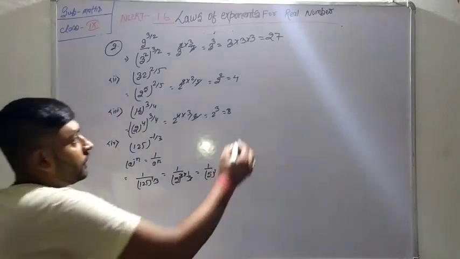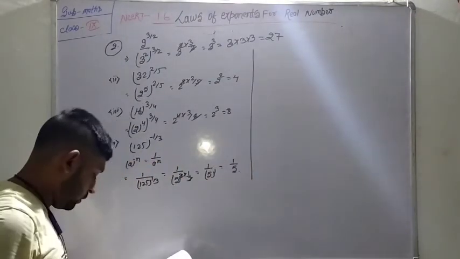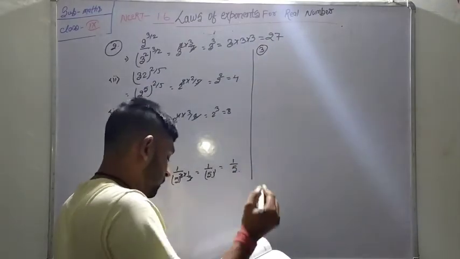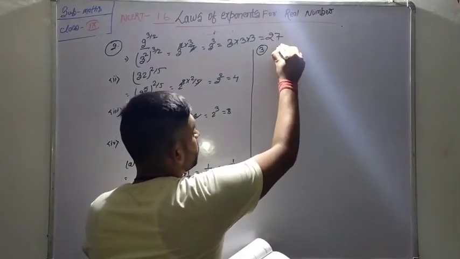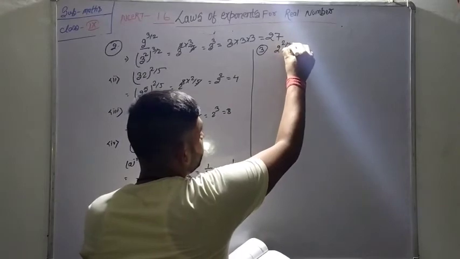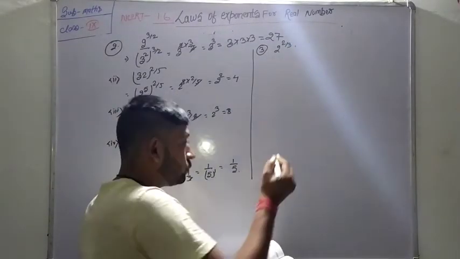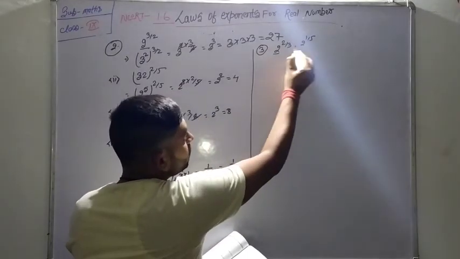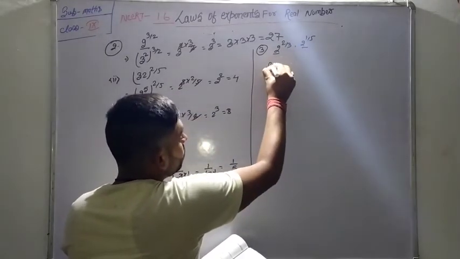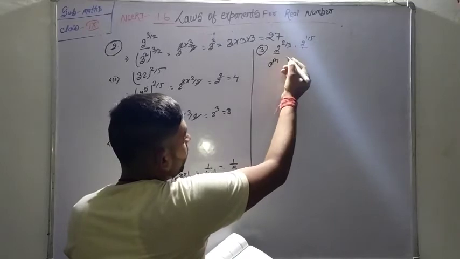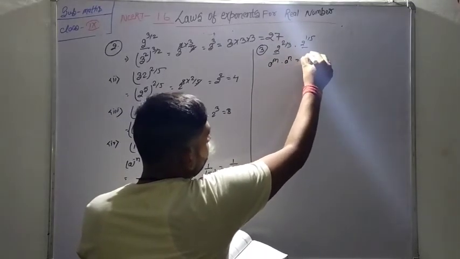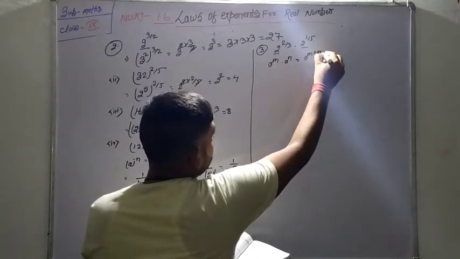And now problem number 3. Here given 2 raised to the power 2 upon 3 into 2 raised to the power 1 upon 5. Here both bases are equal. So using this formula, a raised to the power m into a raised to the power n is equal to a raised to the power m plus n.